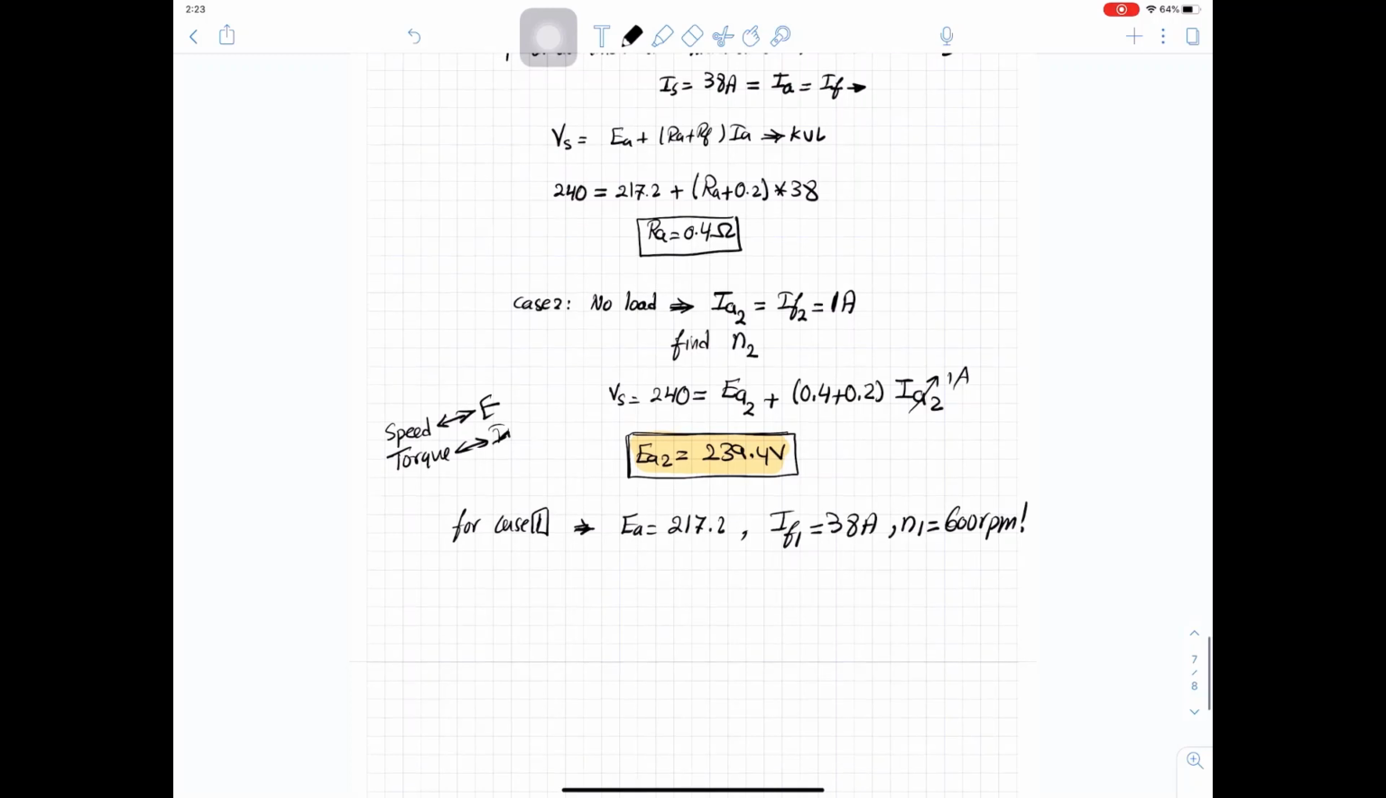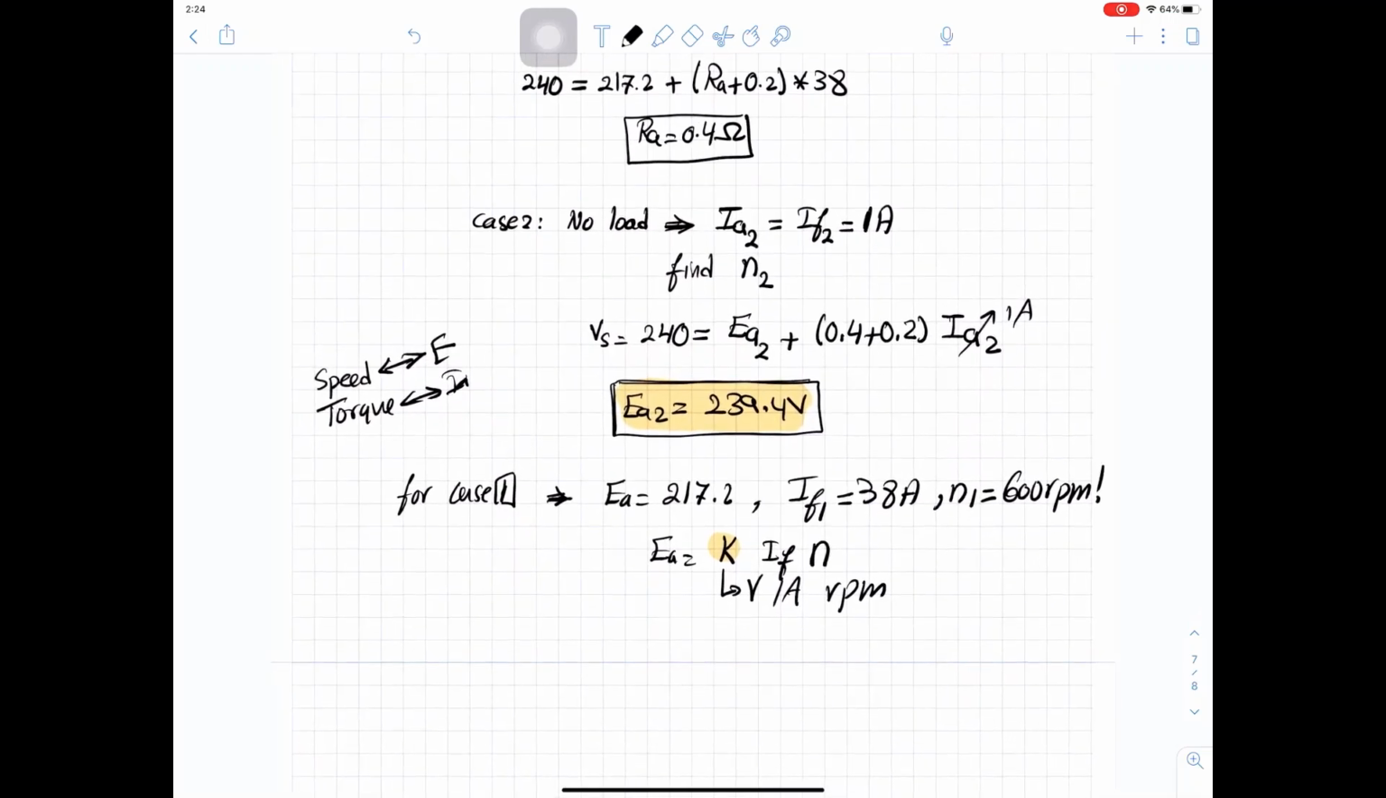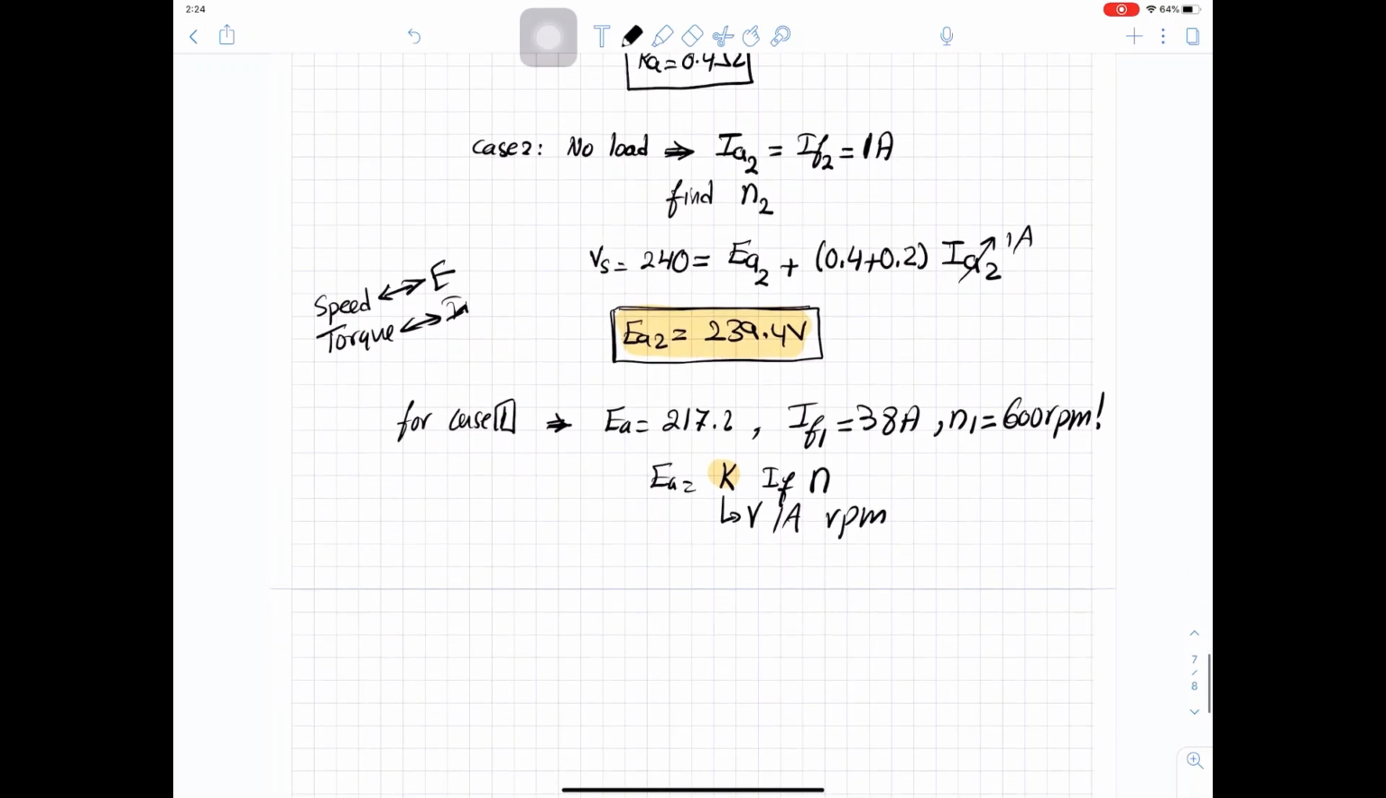So what we can do, we can say EA equal constant IF N. Someone will say, no, we learned this as K IF omega. So the relation between omega and N is the conversion from radian per second to RPM, which is 2 pi over 60. And this is constant, and just this K will change. So the unit for K here will be volt per ampere RPM, not radian per second. So we can find the constant for the motor.